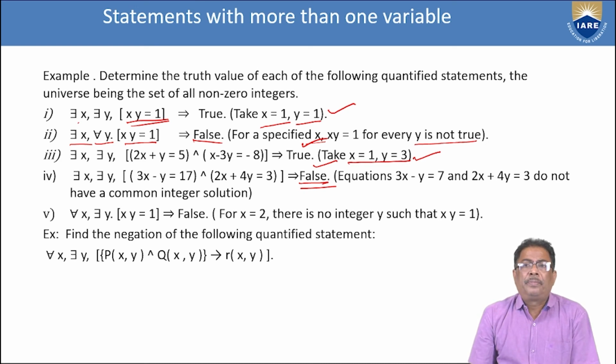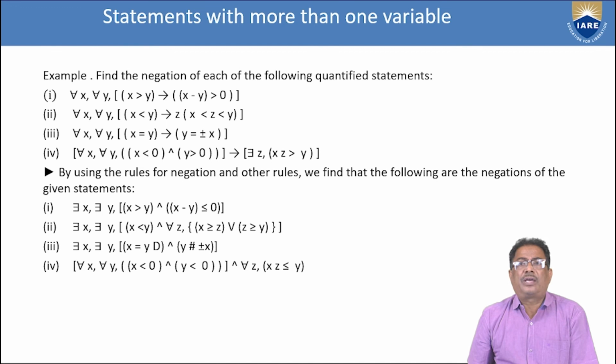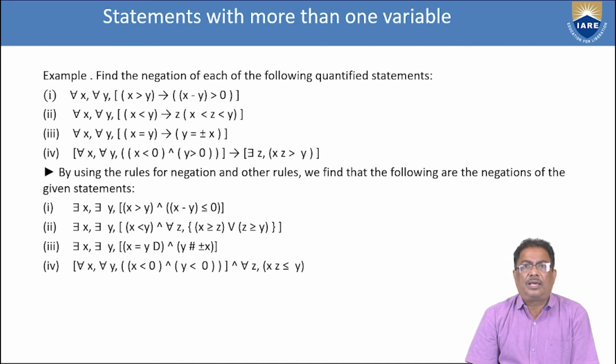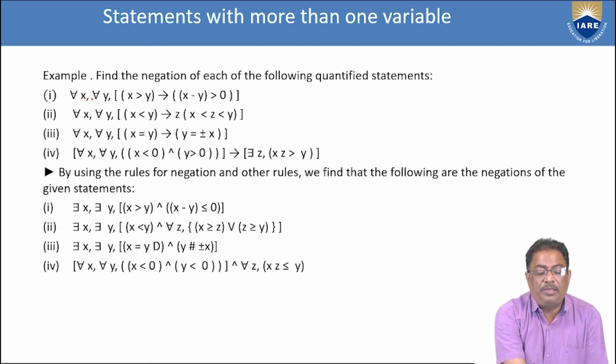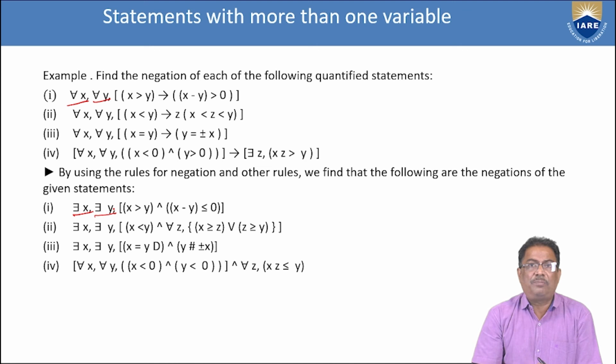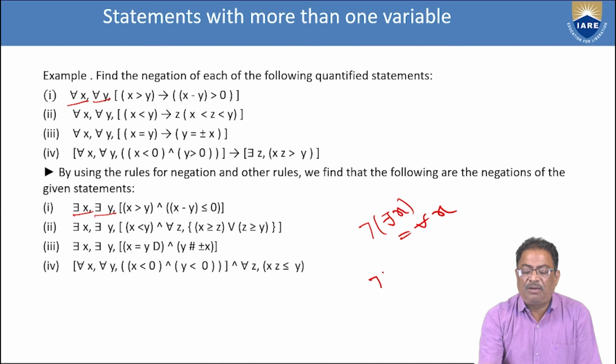Then similarly, the negations we are going to calculate. Once you calculate the negation, the negation of for every means there exists, and the negation of there exists means for every. Let us say the negation of there exists x is for every x, and the negation of for every x is there exists x, similar to the single variable.